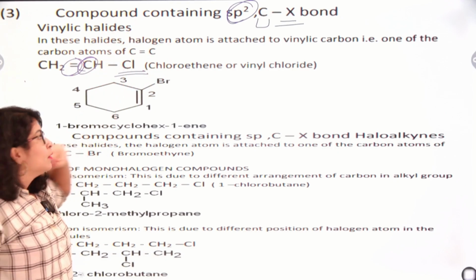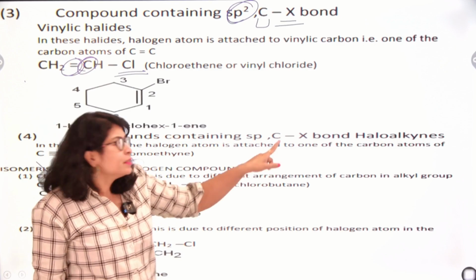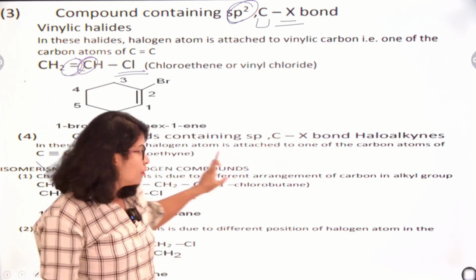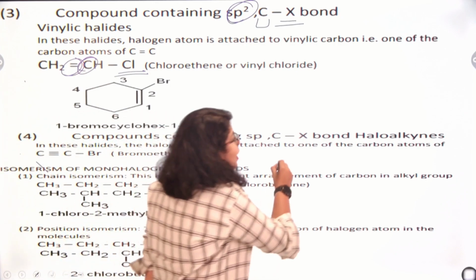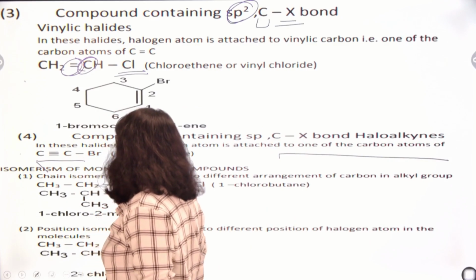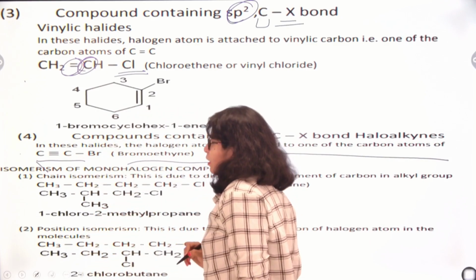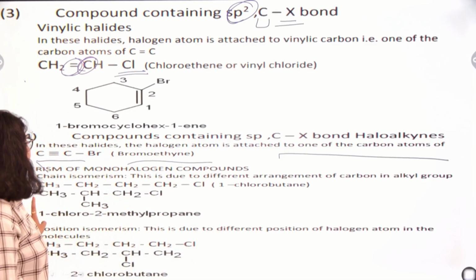Next is compounds containing sp, that means this carbon atom is triply bonded. So here, the halogen atom is attached to one of the carbon atoms of the C triple bond C, bromoethine. Now let us see some isomers of monohalogen compounds.